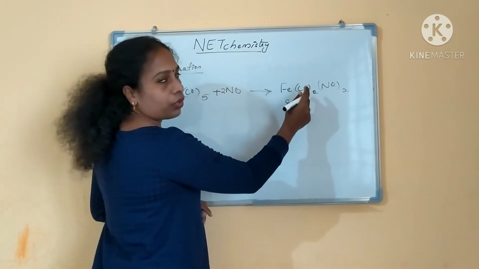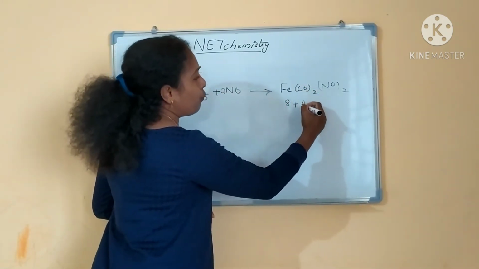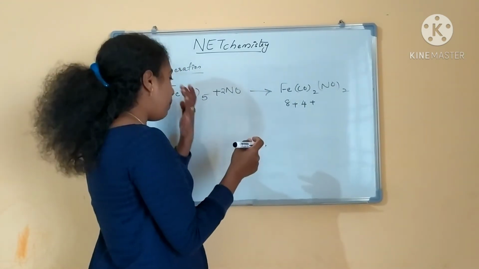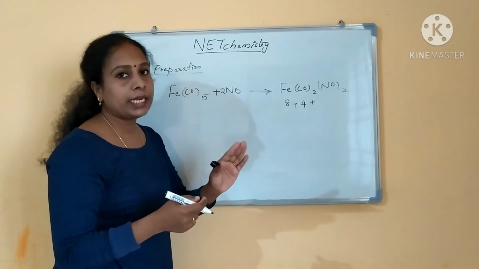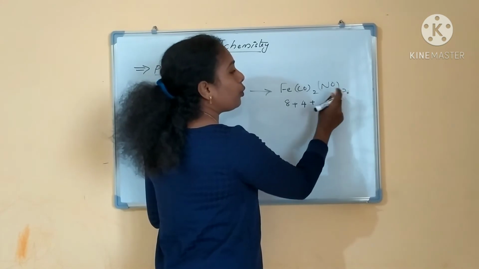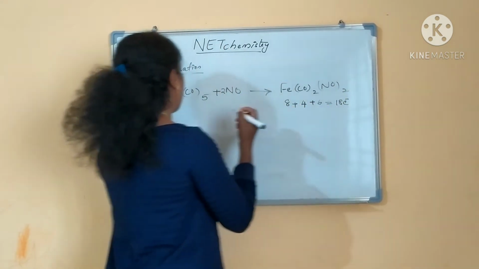Iron will give 8 electrons, right? Carbonyl will donate 2 electrons, so 2 into 2, 4. Plus this is a linear nitrosyl complex, right? Practically, always linear nitrosyl will be formed to a greater extent, okay? So this is a linear nitrosyl complex. 3 into 2, 6. So it is obeying the 18 electron rule.